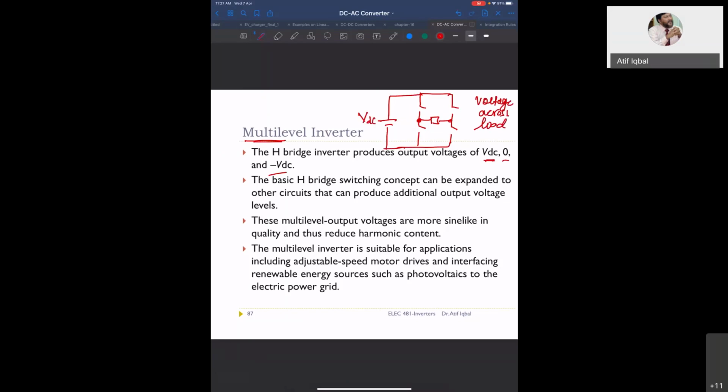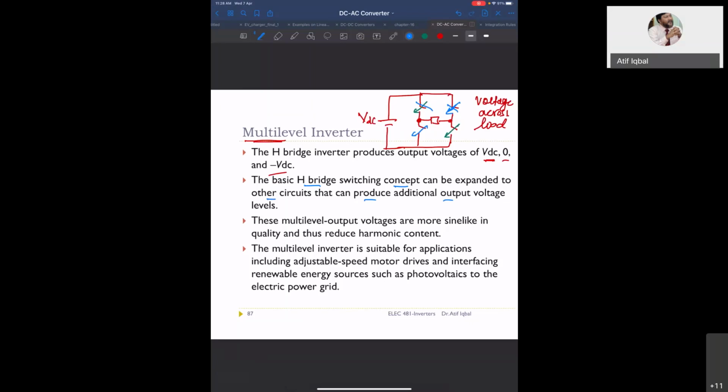When this is on and this is on, we get plus VDC. And when this is on and this is on, we get minus VDC. And when either the top two switches or the bottom two switches are on together, then we get 0. So we get 3-level voltage here. So the basic H-bridge switching concept can be expanded to other circuits that can produce additional output voltage levels.